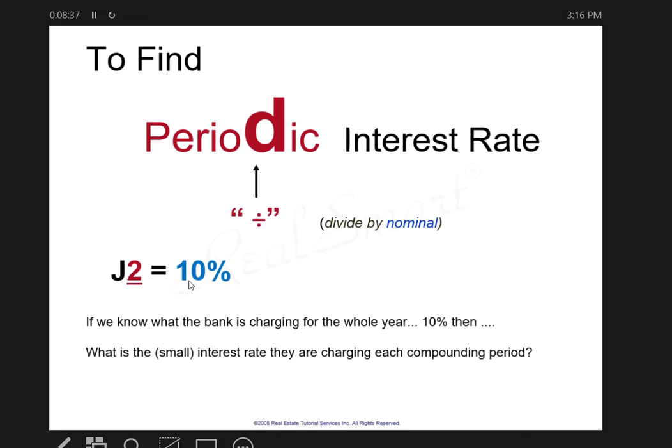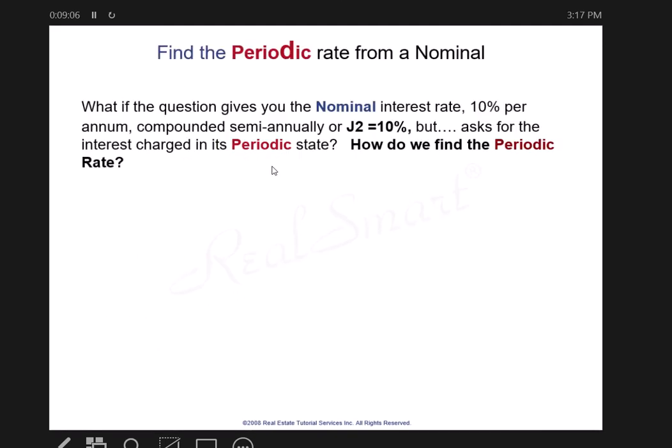So we know we had J2 is 10%. 10% for the whole year, but it's compounded. They're going to charge it to you twice per year. What's that rate they're charging you? Okay, so we need to divide. We take the 10, which is your annual rate, and divide it by how many times it's been compounded. And that gives you the little rate, the periodic rate they're charging you 2 times per year in this case. All right, so to find periodic, we divide.